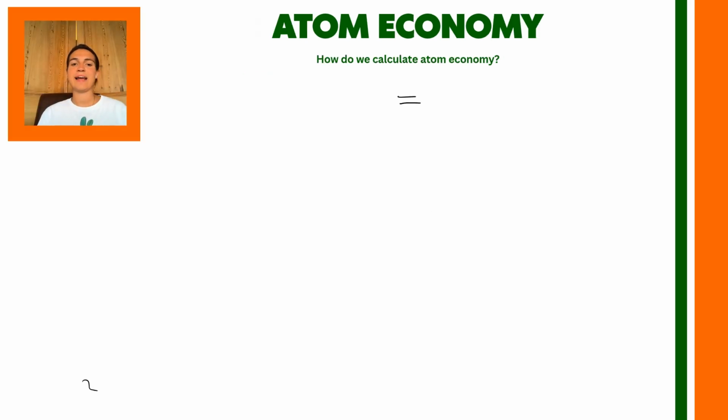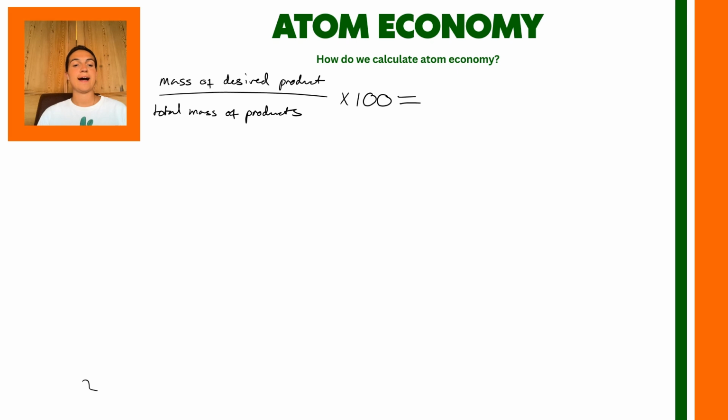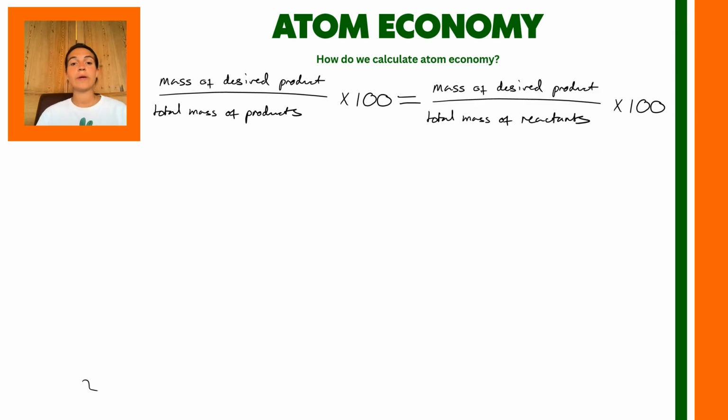Okay, how do we calculate atom economy? So we have mass of desired product over total mass of products times 100, which is equal to mass of desired product over total mass of reactants times 100. Now, why are those two the same thing? Well, it's to do with the conservation of mass. You should have the same total mass that you put into your reaction as to what you get out.